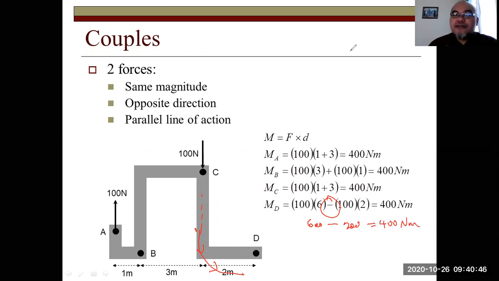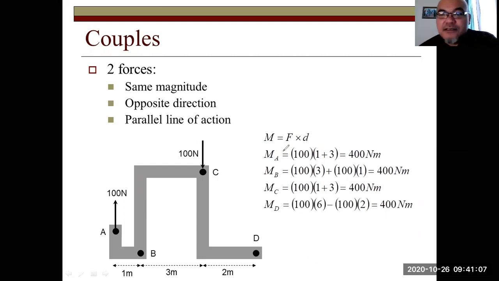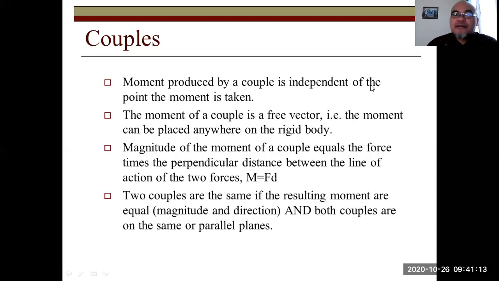So what we can learn from here is that all the moments about any point in the structure are the same. Whether we calculate the moment about point A, point B, point C, or point D, the result is the same, which is 400 Newton meter. This is the characteristic of a couple. The moment produced by a couple is independent of the point the moment is taken about. At any point that you take the moment, either A, B, C, or D in the previous example, the result will be the same, 400 Newton meter.